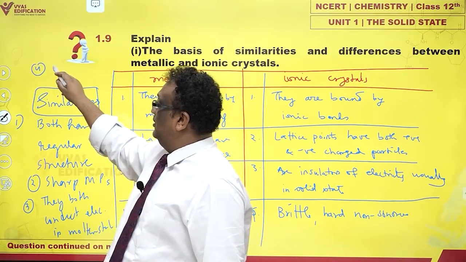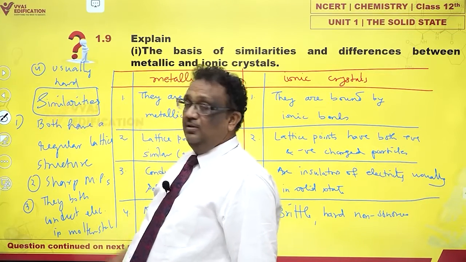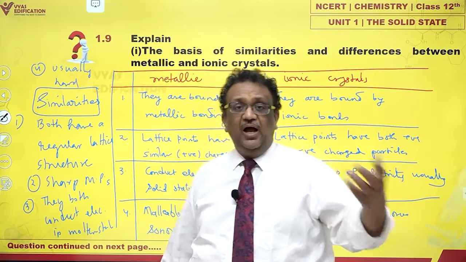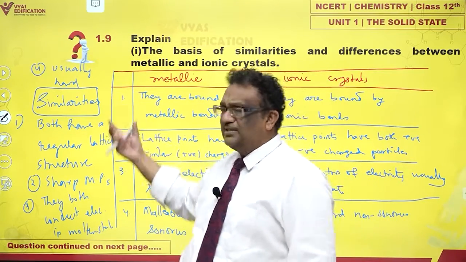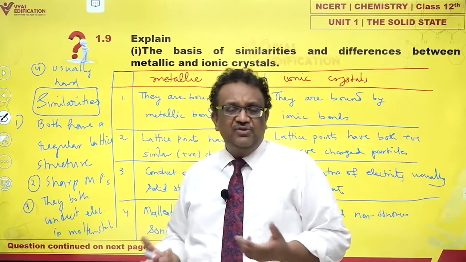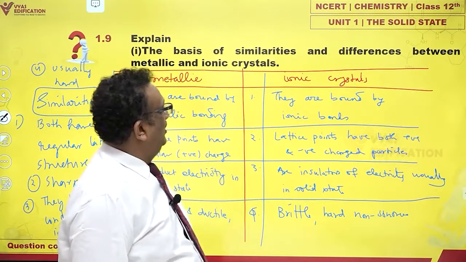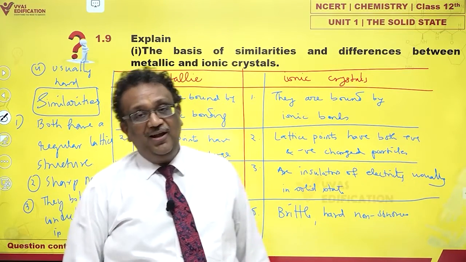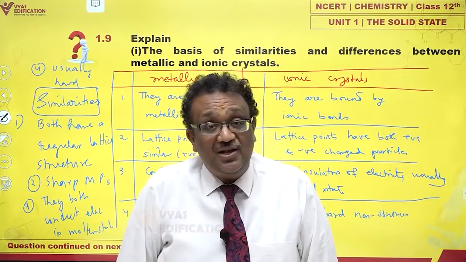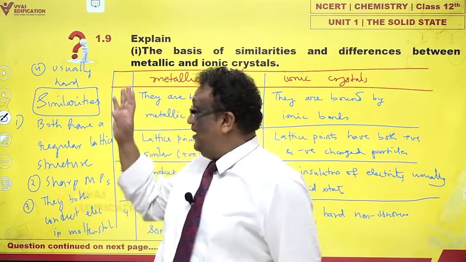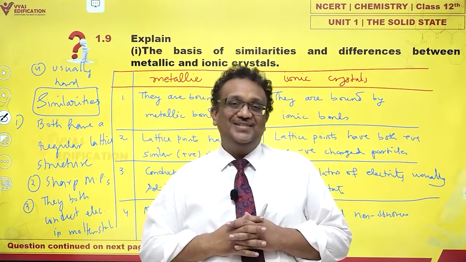They're usually hard. A metallic crystal like iron or titanium is hard. There are cases like mercury or alkali metals which are soft, but if you leave them out, most of the metallic crystals are pretty hard, and most of the ionic crystals are also pretty hard. So yes, they do have that in common. These are 4 points of similarities between metallic and ionic crystals.